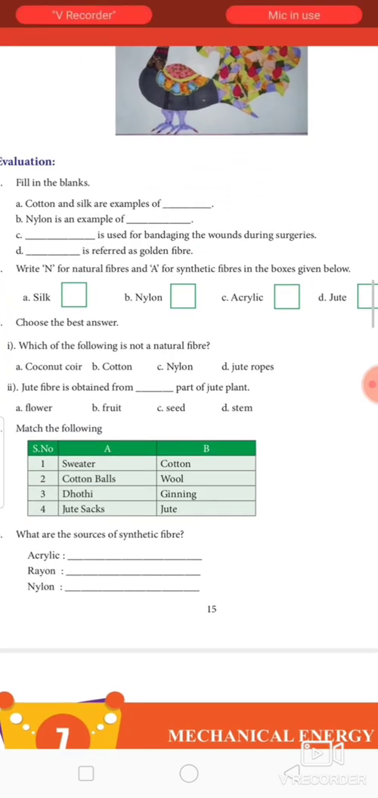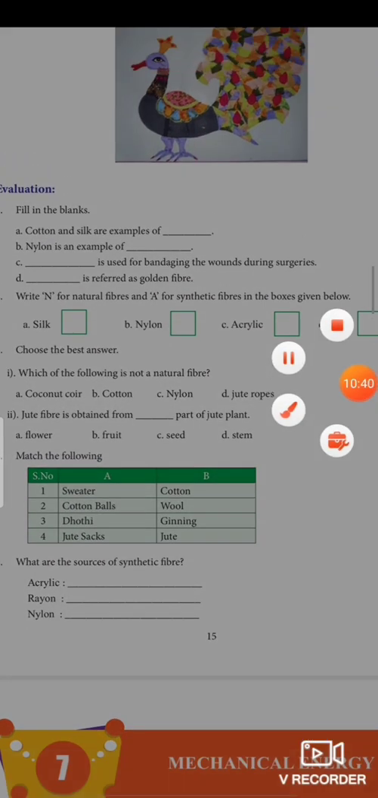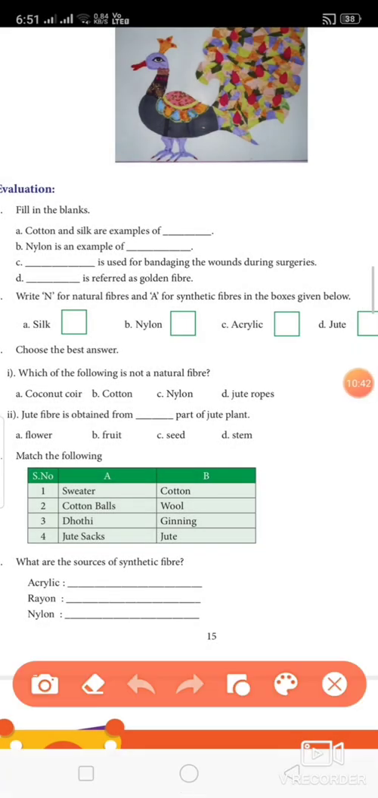Next we need to choose the correct answer from the given choices. Which of the following is not a natural fiber? Coconut coir and cotton, jute ropes, these are all natural. Nylon is not natural. And jute fiber is obtained from which part of the jute plant? It is obtained from stem.